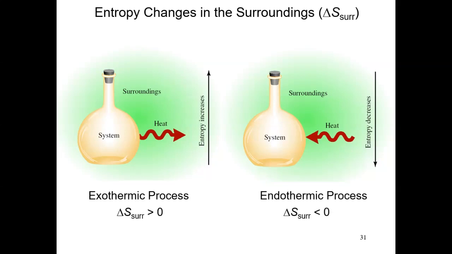Delta S of surroundings is negative. So remember, in an exothermic process, delta H was negative. Delta S of surroundings is positive. In an endothermic process, delta H of the system is positive, but delta S of the surroundings is negative. So we can draw a simple conclusion here. As far as the enthalpy of the system is concerned, as far as the change in heat, delta S of the surroundings is proportional to the negative of delta H. All right?